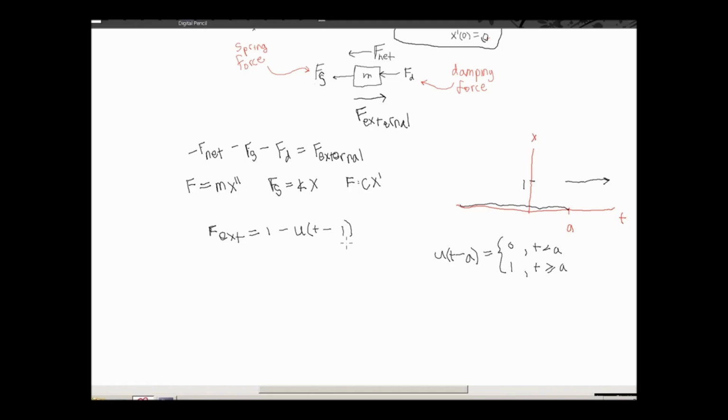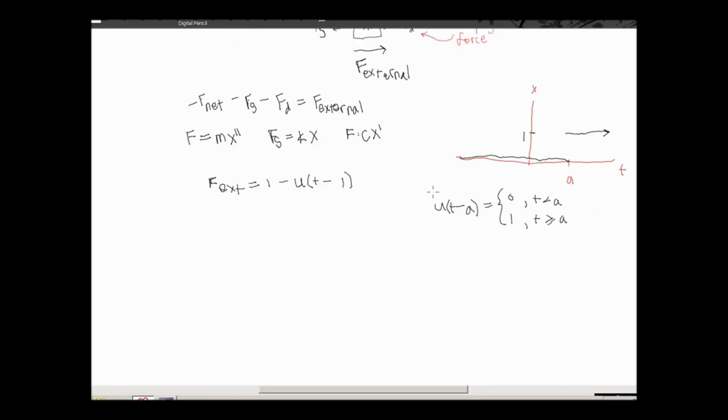So we can make use of that here by writing this. You can see here that when t is less than 1, this term here is 0, meaning that the applied force of 1 is being applied. But then as soon as t equals 1, representing the amount of time that the force was applied for, this term here will equal 1. So 1 minus 1 is 0. And that shows that after t equals 1, the external force is removed.